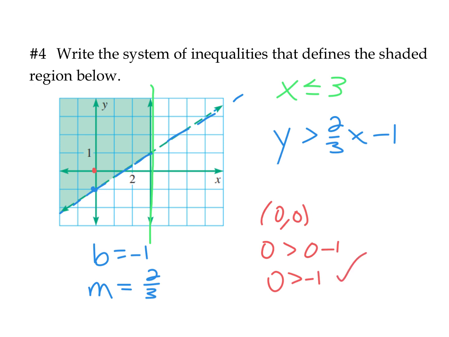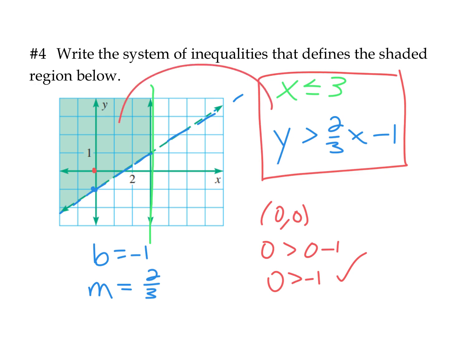That's true. So it looks like my inequality here works, because when I plug 0, 0 in, it was a true solution. If it wasn't, if I had 0 as less than -1, I could go up here and go, oh, I need to switch that. I didn't want a less than, I want a greater than. Pay attention whether that is the equal to or not: solid line, equal to; dashed line, just the inequality. And so this would be the system of inequalities that would give me that solution set, that shaded region.